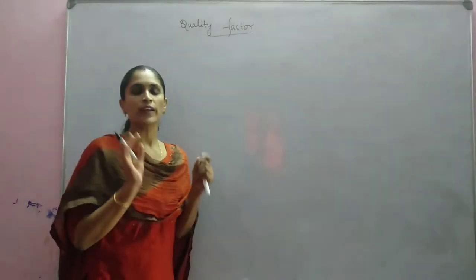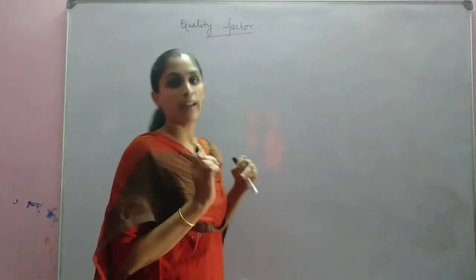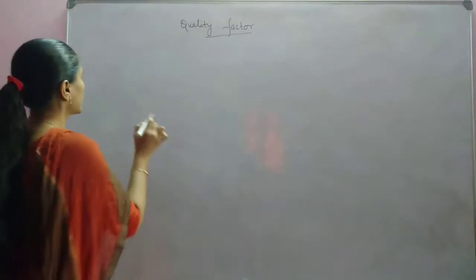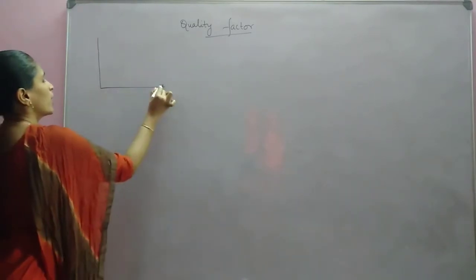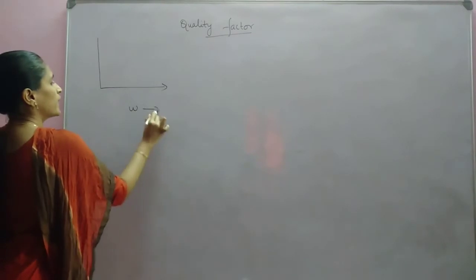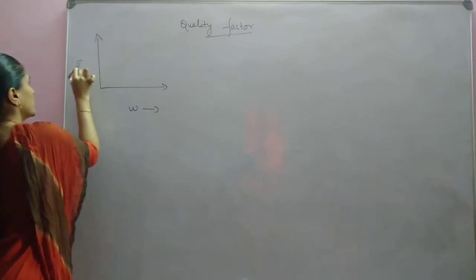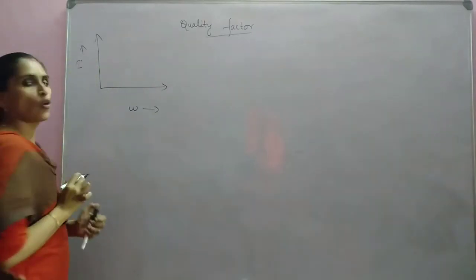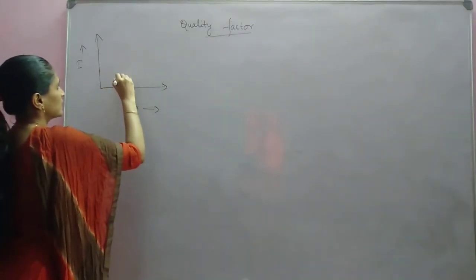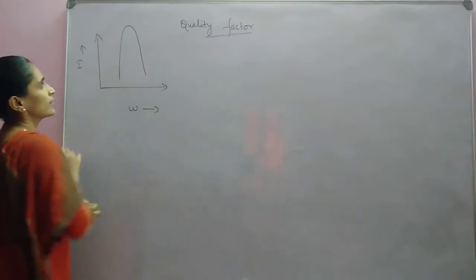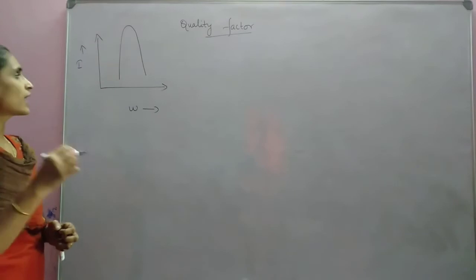So if we are plotting a graph between current and angular frequency, we will get a graph like this. We are plotting a graph between omega and current. The graph will resemble like this. Clear? So we will get a graph like this.